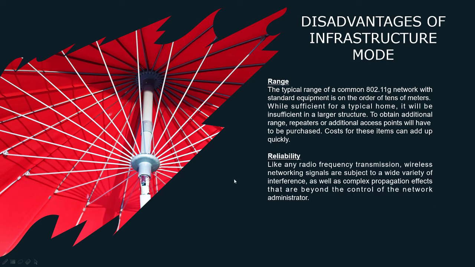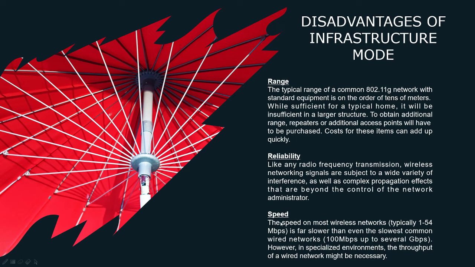Second disadvantage is the reliability. Like any radio frequency transmission, wireless networking signals are subject to a wide variety of interference, as well as complex propagation effects that are beyond the control of the network administrator. And the last disadvantage is the speed. The speed on most wireless networks, typically 1 to 54 Mbps, is far slower than even the slowest common wired networks, which is around 100 Mbps up to several Gbps, which is huge. However, in specialized environments, the throughput of a wired network might be necessary.